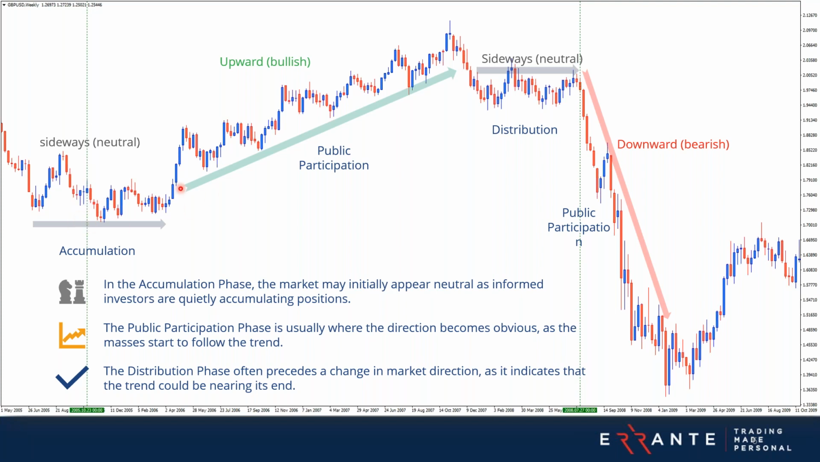The public participation is where trends become evident and attract the majority of trading activity. And in the distribution phase, we witness the trend losing steam, potentially signaling an upcoming change in direction. So understanding this interplay between market directions and phases can be a powerful tool in your trading arsenal.